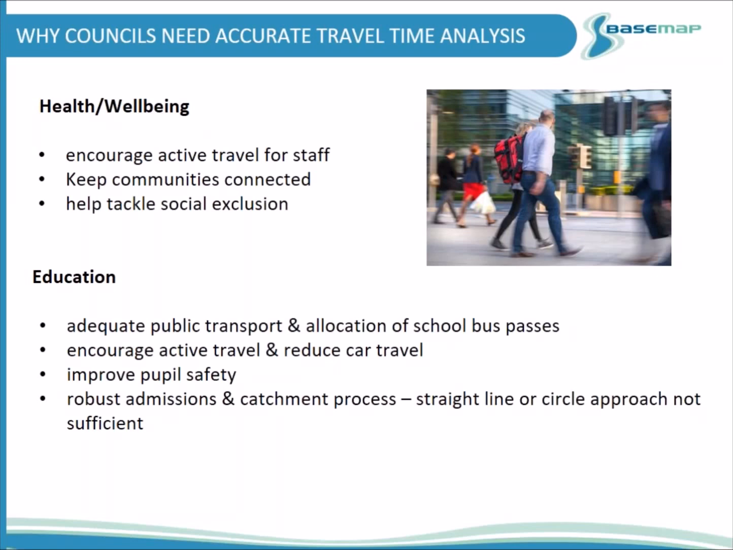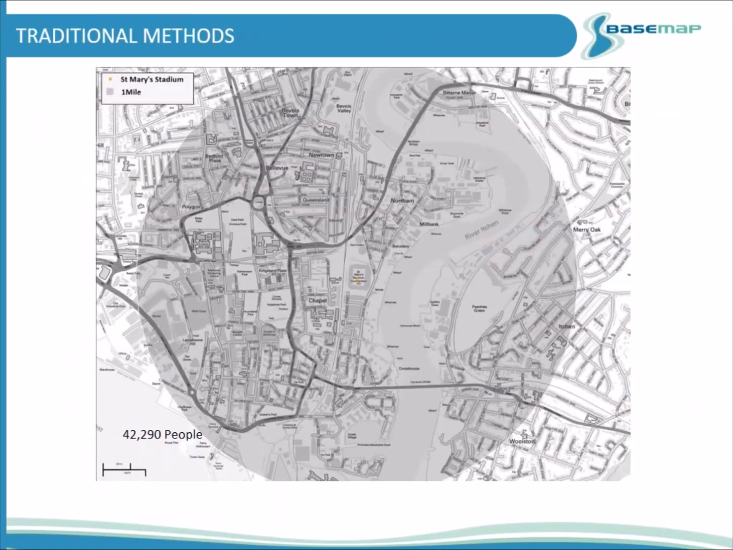So if you start looking at a straight line approach, here we've got a location in Southampton and showing what 1 mile in this example looks like from that site. We can see quite a large area being covered with 42 and a bit thousand people within that catchment. Now, if you're very eagle-eyed, you can also see there's a river running right through the middle of that. So effectively that 42,000, that 1 mile, is allowing people to act like Jesus and walk across water, which obviously isn't giving you a very accurate representation of distance.